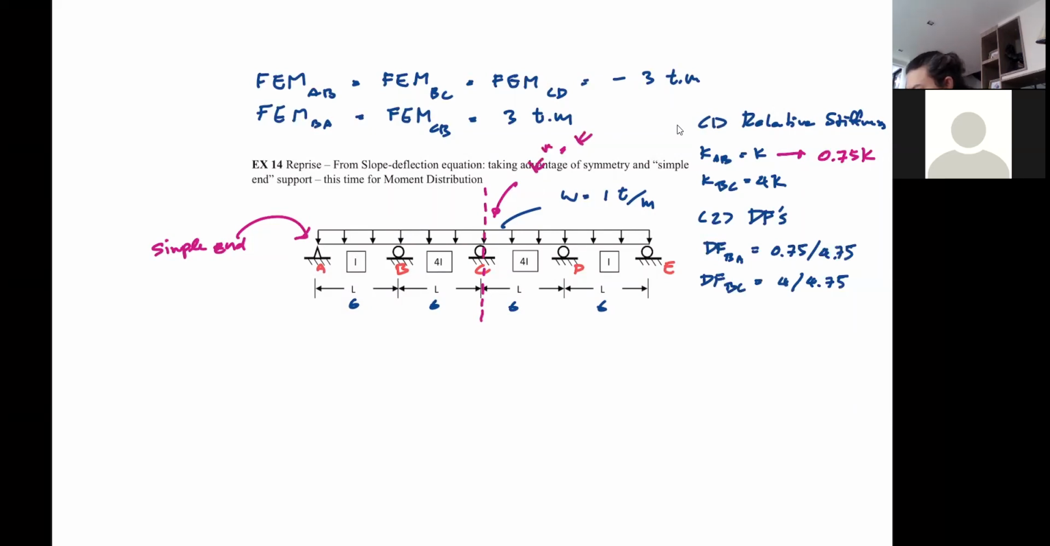So that means DF for CB is going to be equal to DF for CD, that's 0.5. So now we can begin.